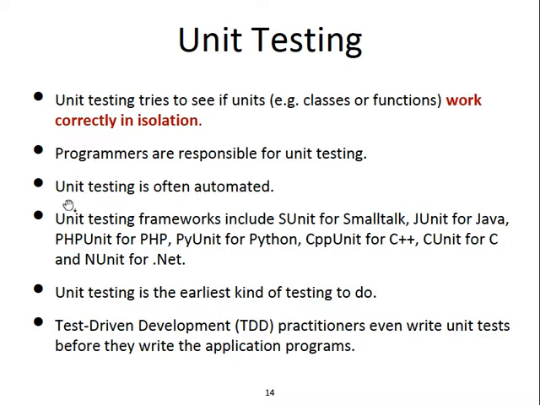And the one unique thing about unit testing is that it's always automated. So you would write a program to do it. And what kind of program framework do we use? Well, there's SUnit for the Smalltalk language, JUnit for Java, PHPUnit, and actually there are multiple unit testing tools for PHP. So in theory, one language can have more than one unit testing framework. So there's PyUnit, CppUnit, CUnit, and so on, and NUnit for .NET.